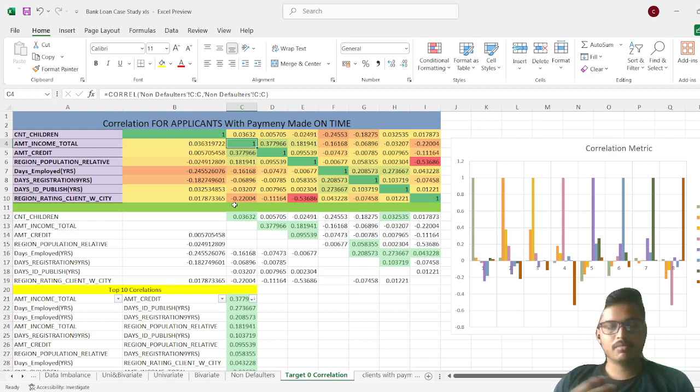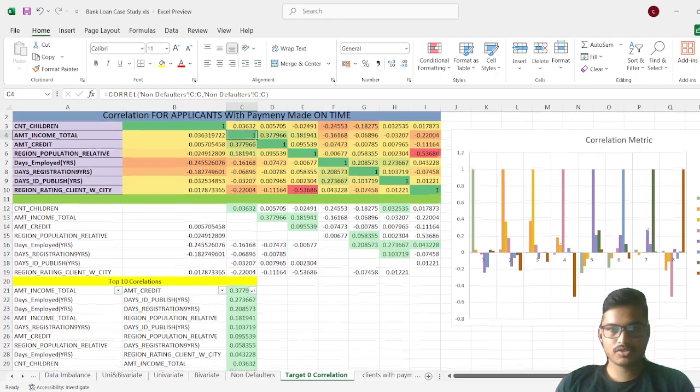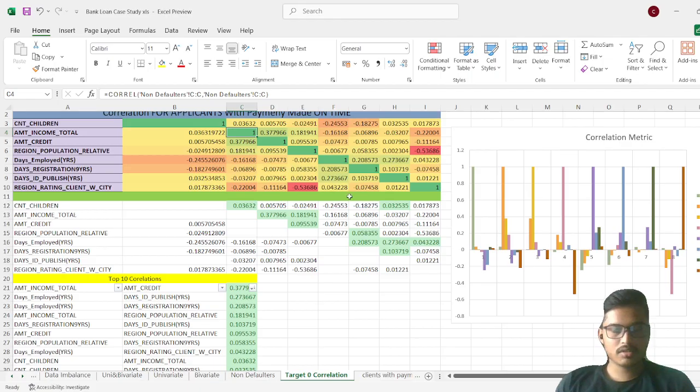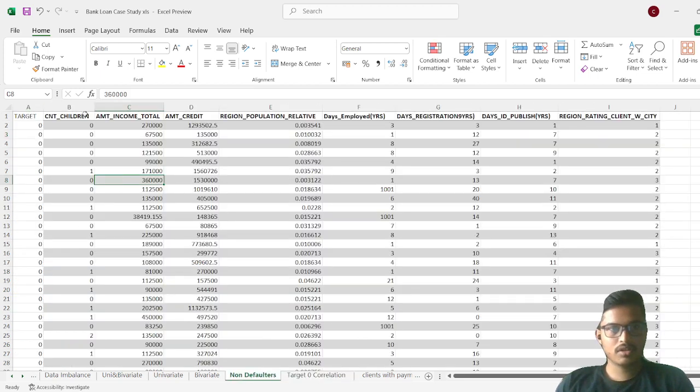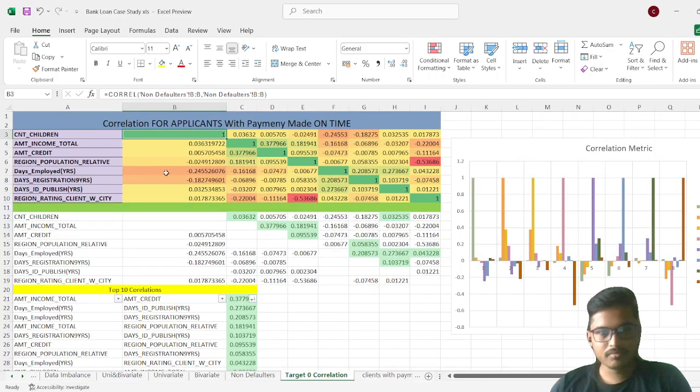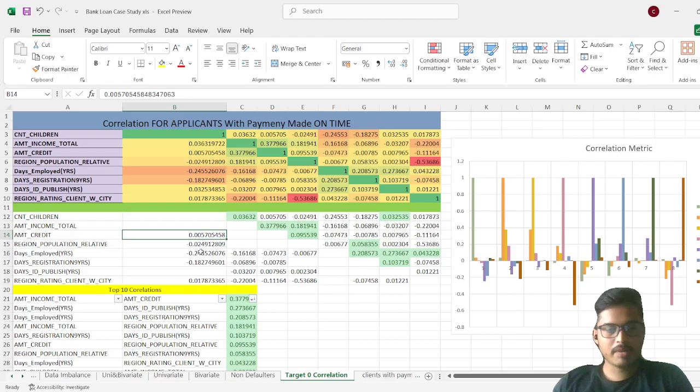So again, we have the negative correlations, we have the positive correlations. Some of them are very positive, some of them are very negative. So out of them, we first copy and paste all the tables here without any formats or without any formulas, because here we have used the formula. If you go, we have used the CORREL function. The CORREL function with a non-defaulter column with a non-defaulter column. That is here. Non-defaulters count of children to itself, and then non-defaulter to income, like that. Understand? So we have to remove these formulas.